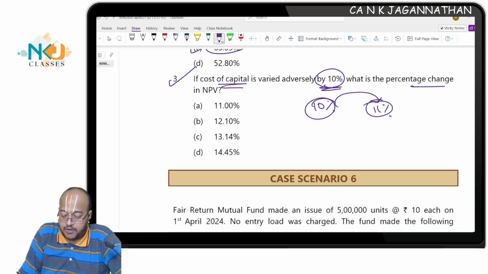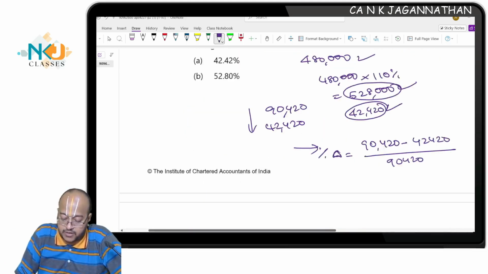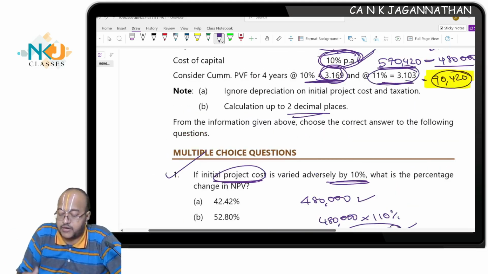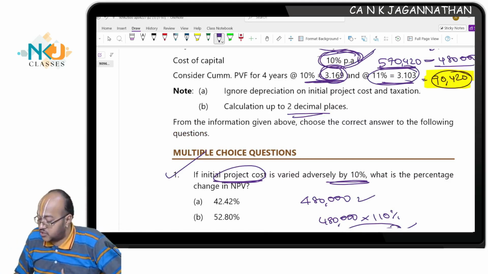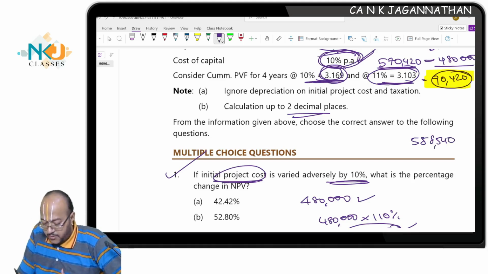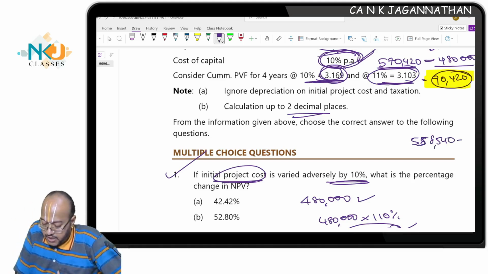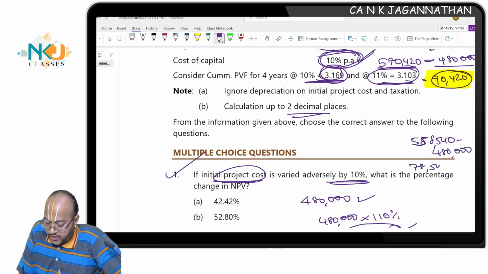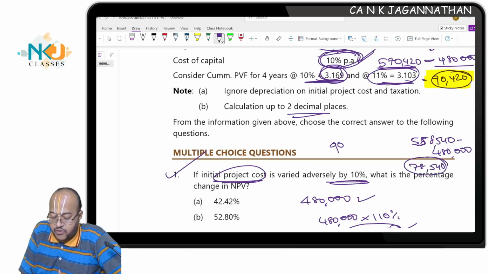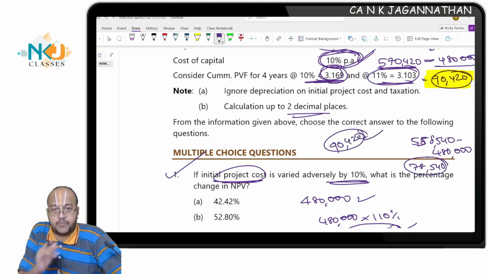What will be the impact on NPV? At 11%, the present value annuity factor given in the question is 3.103. This you will change. So the cash inflow is 1,80,000 into 3.103, which is 558,540. 558,540 minus 4,80,000. Are you all understanding? 78,540 will be the revised NPV. The original NPV was 90,420.